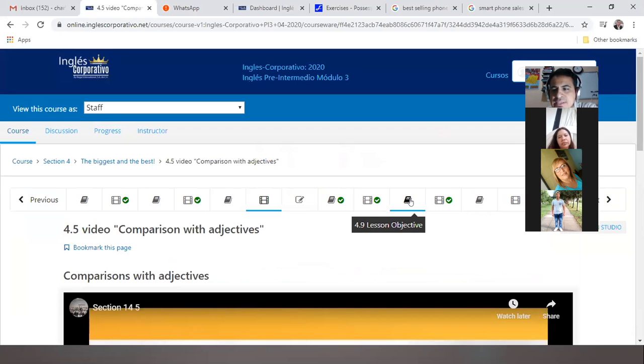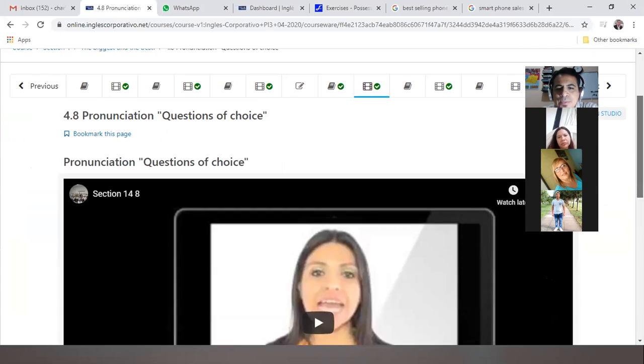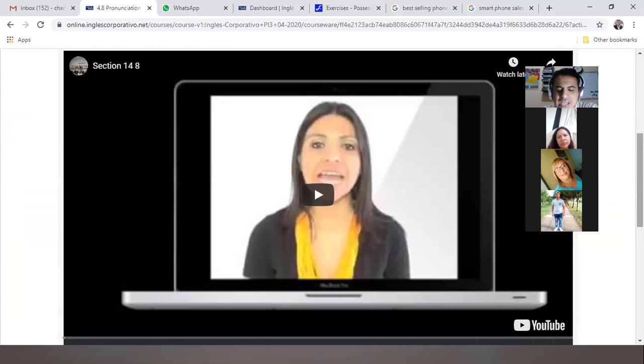So I have another lesson. What time is it? 5 minutes. Questions of choice. Now, questions of choice is when sometimes I tell you, which phone do you prefer? Which one do you think is better? The J10, iPhone X, or the Redmi Note 7? Entonces, cada una de esas opciones, voy para arriba. Para arriba, para abajo. Up, up, down. Intonation.